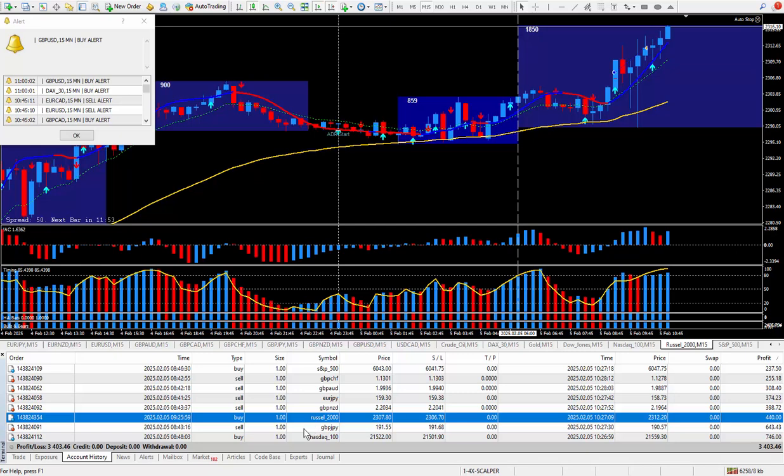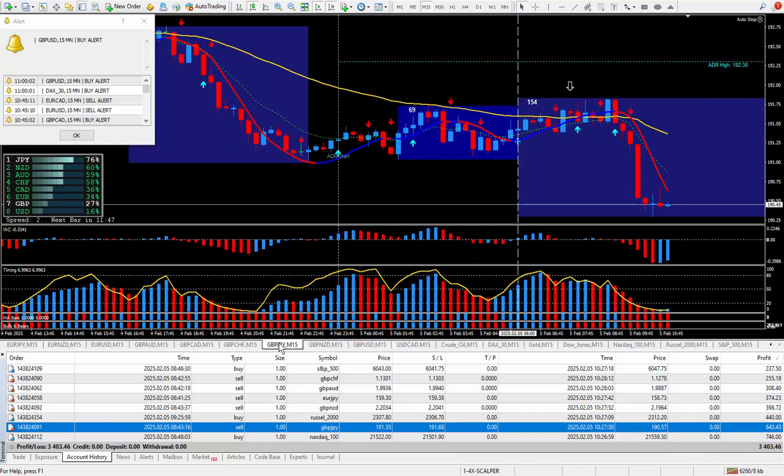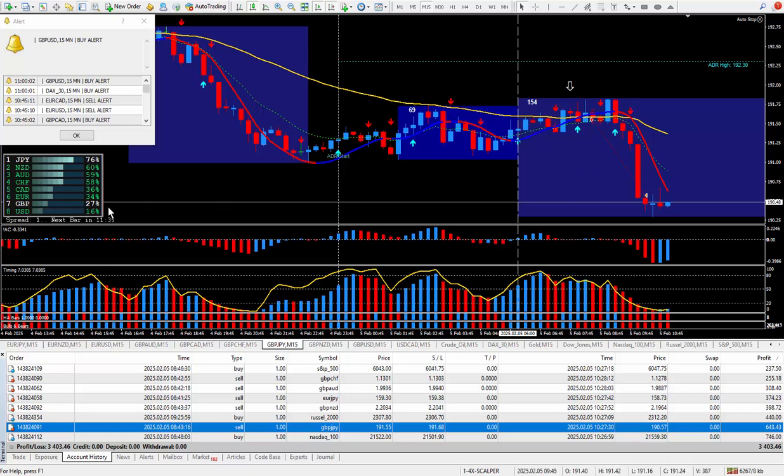Okay, moving on to another pound trade I did, pound yen. Let's see how this one worked out. Let's drag and drop it up. Another one I sold based on pound weakness. It was even weaker as it was tanking.